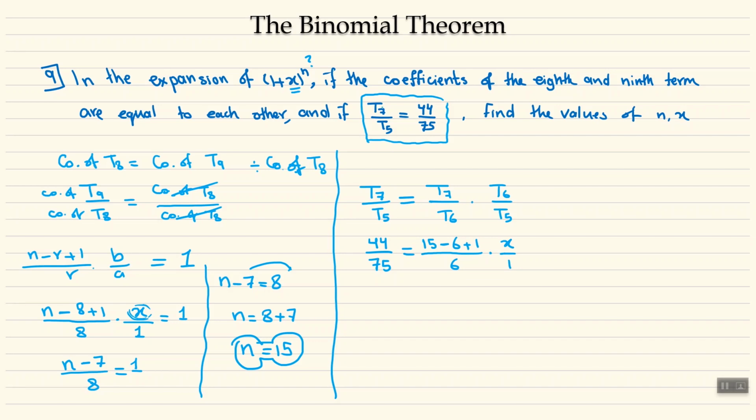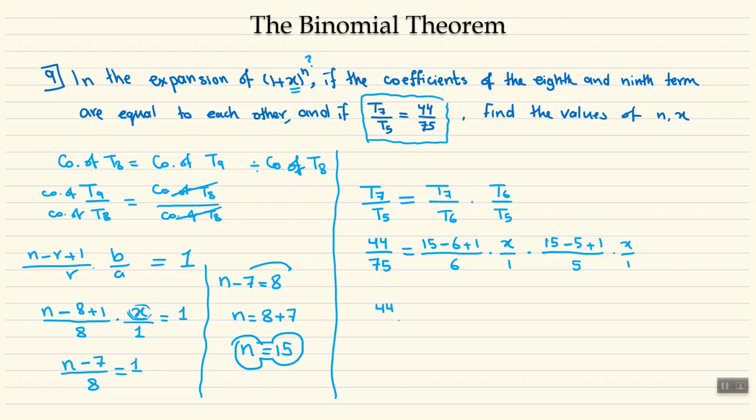And he's not saying the coefficients here. He said T7 over T6, over T7 over T5. Not the coefficients, so I'm not going to ignore the x, I'm going to keep it. Times, the other one is T6 over T5, it's also the same rule, which is n minus the smaller r, which is 5, plus 1 over the smaller r, times b over a. Good? Now what do we do? Simplify.